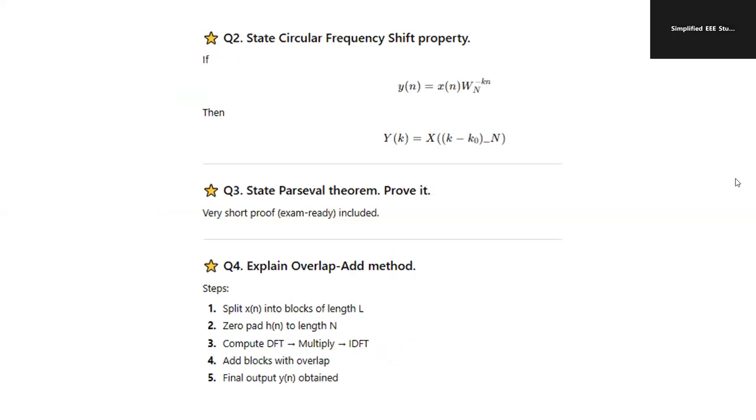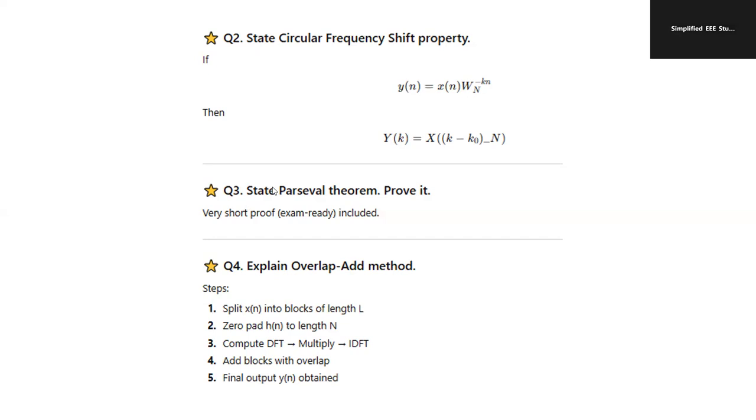State the circular frequency shift property: y of n equal to x of n into W_N to the power minus kn. From this expression you can easily calculate, then state the circular convolution. Those points you have to remember. State Parseval's theorem, very short, and proof. Exam readiness is needed. I made very short notes, and I will share them with you once again.